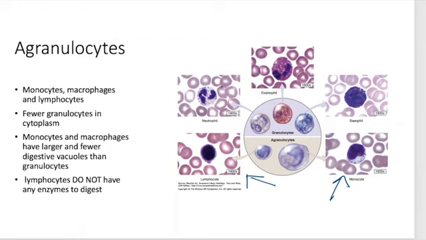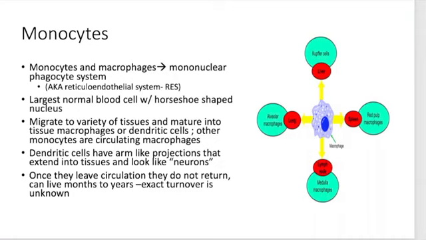Lymphocytes do not have any enzymes to digest. So first up are the monocytes. This is part of the mononuclear phagocyte system, also known as the reticuloendothelial system or macrophage system. So either one of these is interchangeable. They mean the same thing.